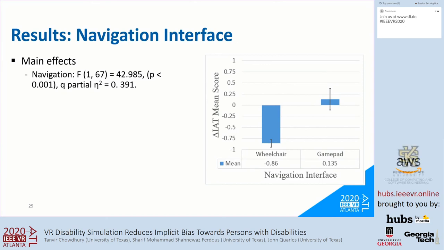Again, the high variance of the gamepad condition indicates that a prediction of Delta IAT for someone in this condition has far greater uncertainty attached to it than a prediction for the wheelchair condition.